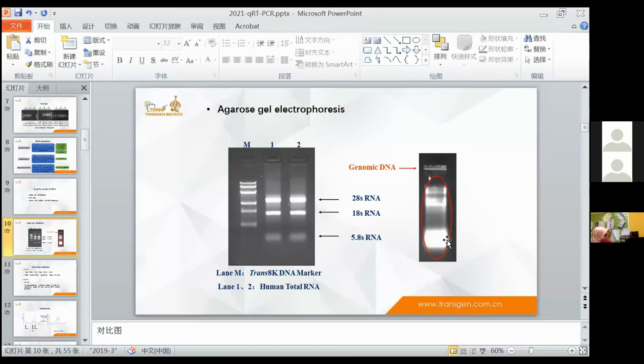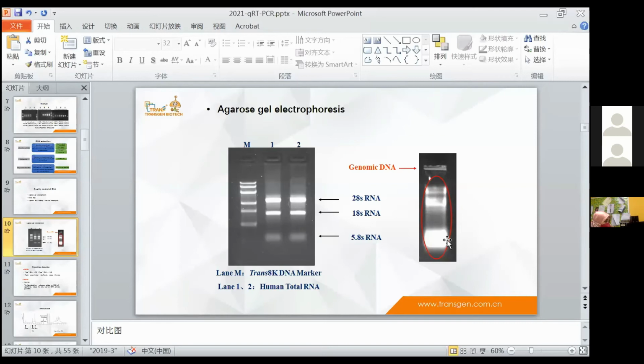For example, when we do influenza virus detection, there are three different RNAs. We call them vRNA, cRNA, and mRNA. So when we detect the mRNA from the influenza virus, we can only use oligo-dT to detect it.